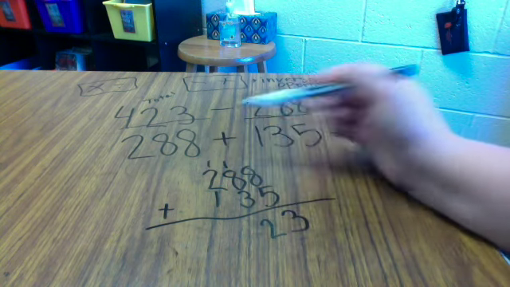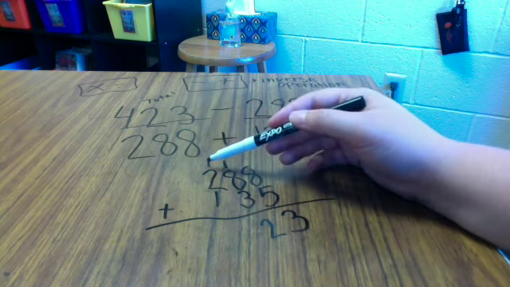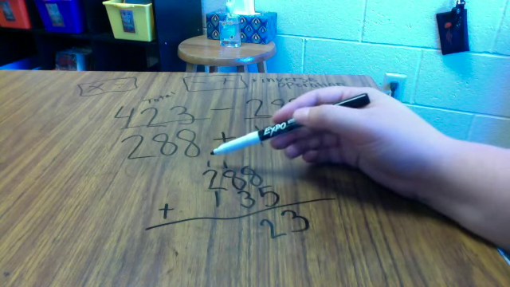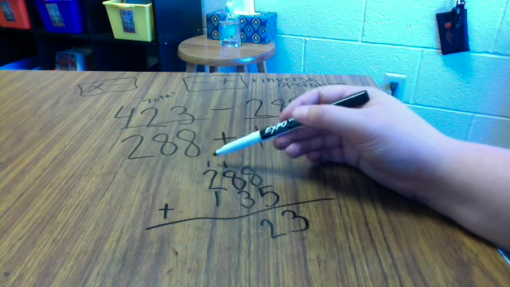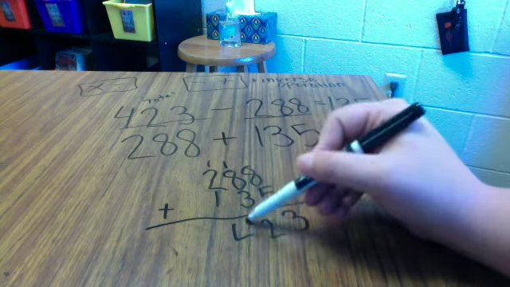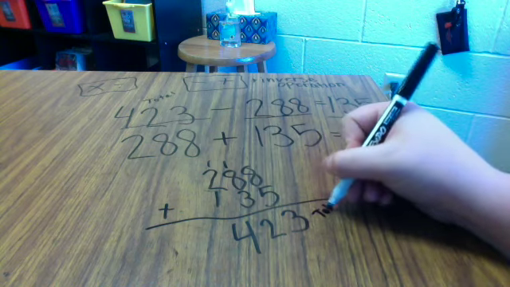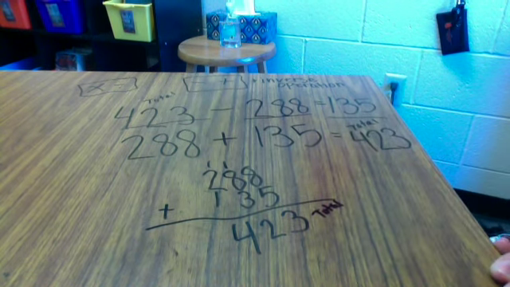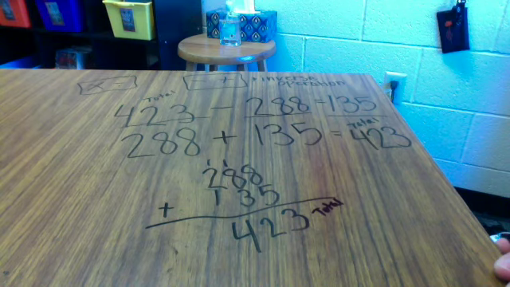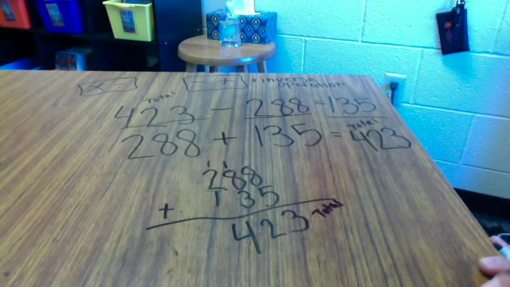So again, I have to carry my 1. And then I have 1 plus 2 plus 1. 1 plus 2 is 3, so what's 3 plus 1? It's 4. 423. Well, that's our total. So did I do my work right? Was it correct? Yes, it was.